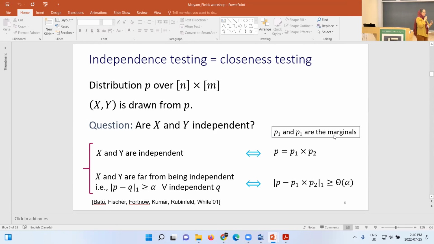It turns out this problem is equivalent to another problem, which is called closeness testing, in which we try to test if two distributions that we have sample access to are equal or far from each other. In this case, for the independence testing problem, if P is independent, P should be equal to the product of its marginals. And if P is theta of alpha far from the product of its marginals, then it will also be far from being independent.